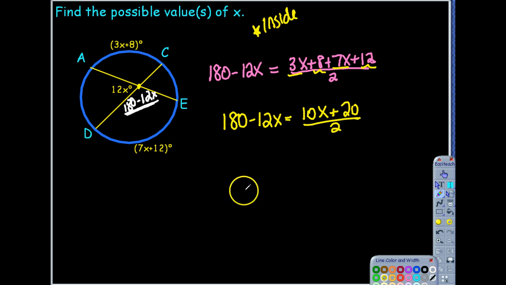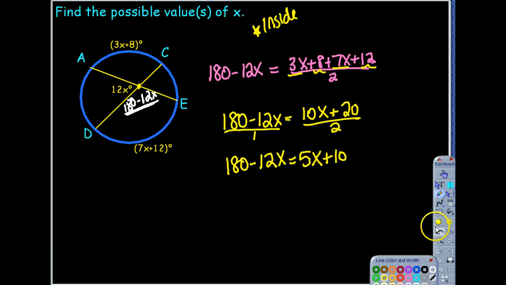Ooh, those are both pretty easily divisible by 2. So I could divide that expression on the right by 2 and get 5x plus 10. Now, could I also multiply each side by 2? Absolutely. In fact, if you wanted to even make it a proportion and cross multiply, you could. There's lots of ways to do this problem. Yeah. Okay, so then it's just a matter of getting x by itself, right?